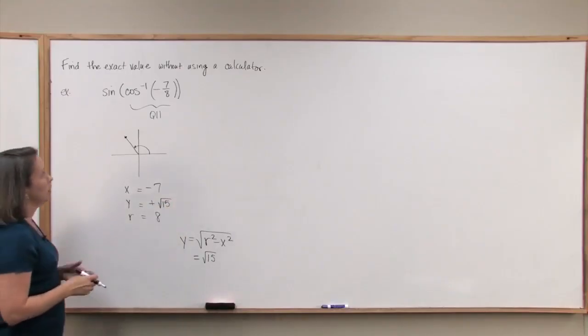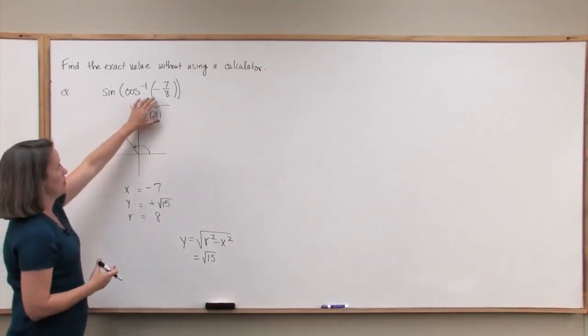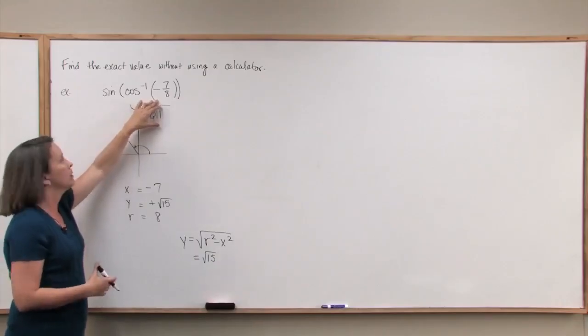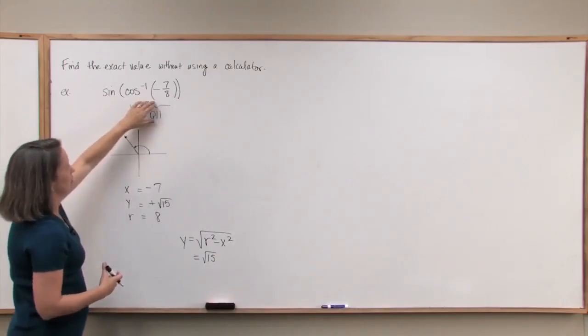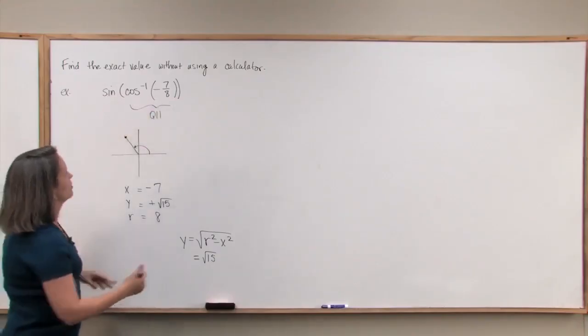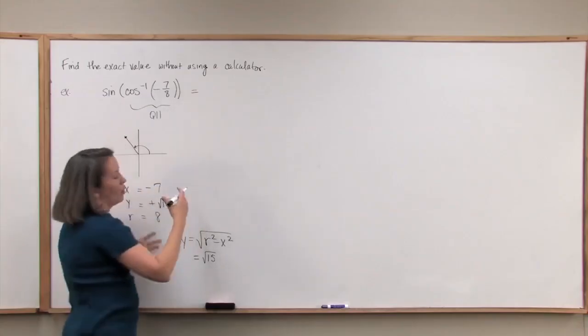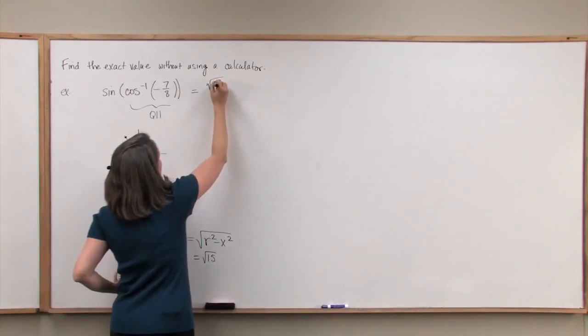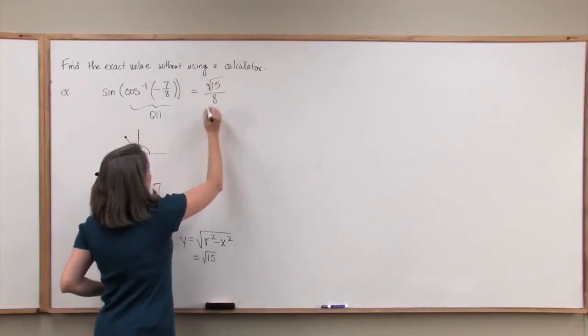Okay. Now, unfortunately, I don't know exactly what the value of this angle is, but I have everything I need to know about it in order to find the sine of that angle. Sine, remember the definition, it's y over r. So the y is square root of 15, and r was positive 8.